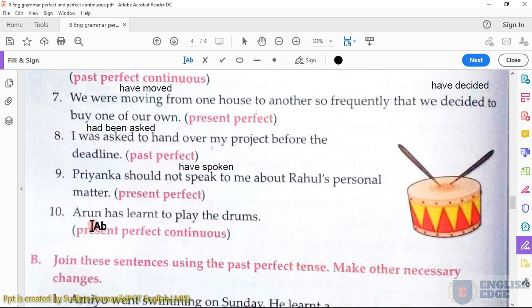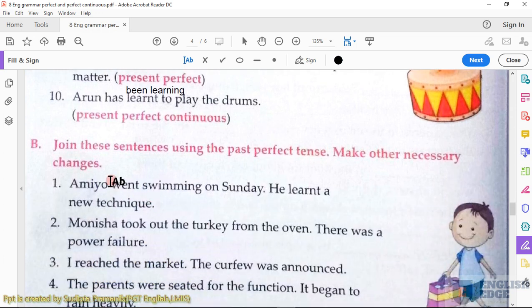Now 10. Arun has learned to play the drums. So it would be, Arun has been learning to play the drums. Okay, now.